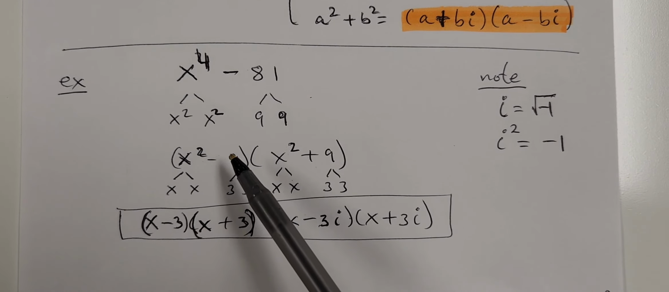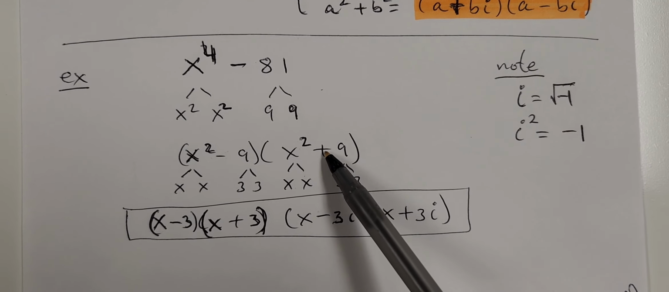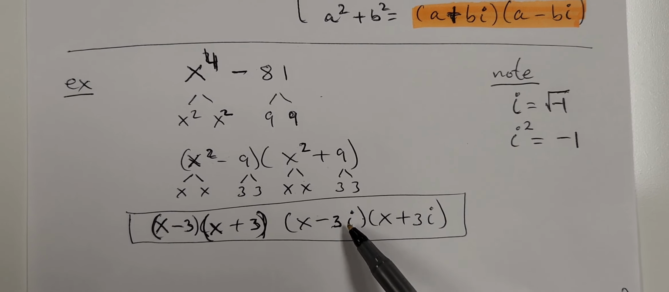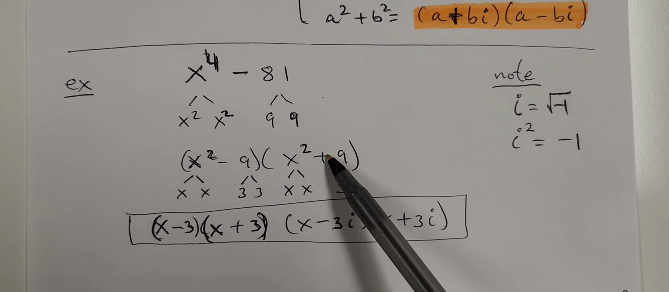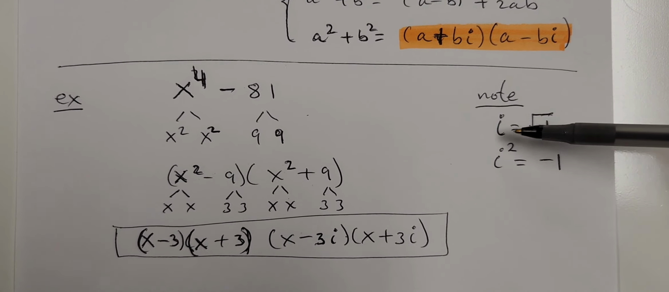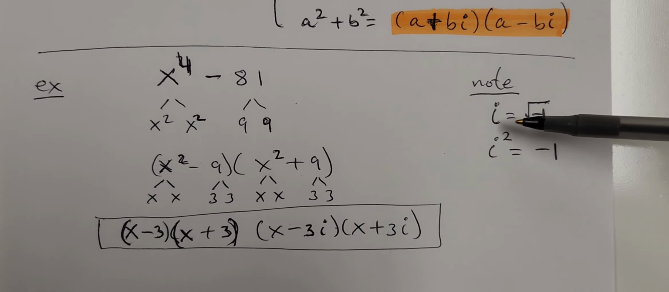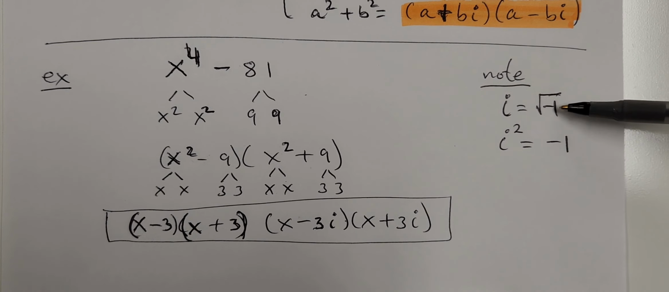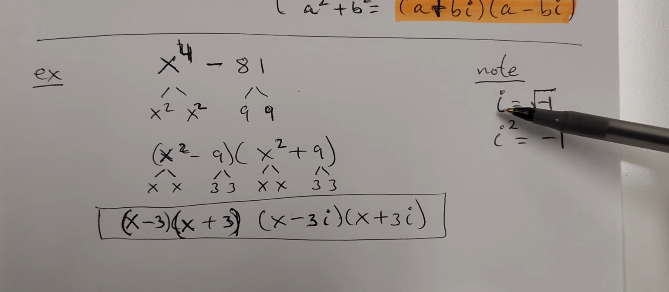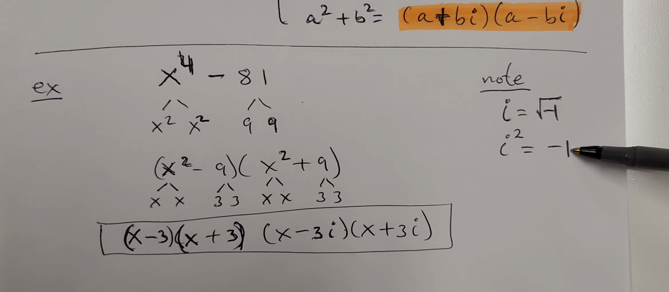As you can see, this is a minus, you're still using minus plus. This is a plus, you're still using minus plus, but if this is a plus, you must include the i. And what is i? i is the square root of negative 1. Now if you square the i, it will become negative 1.